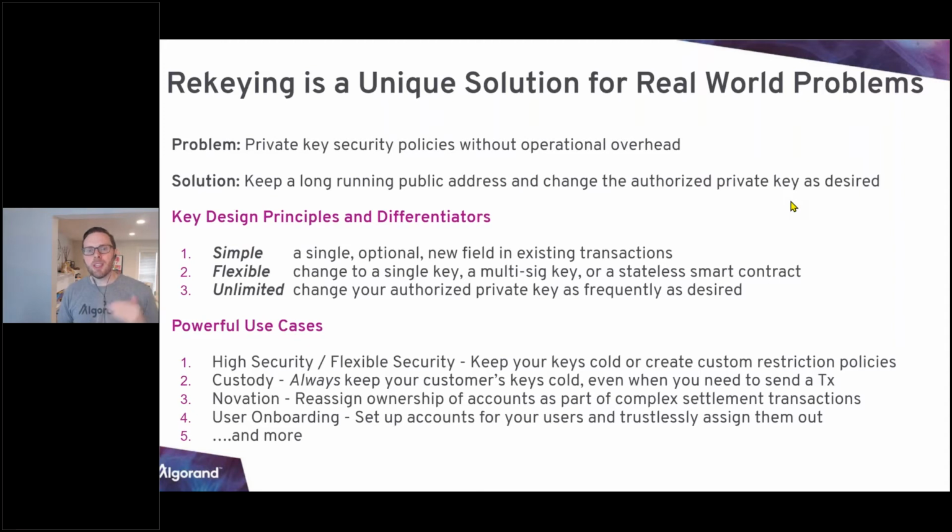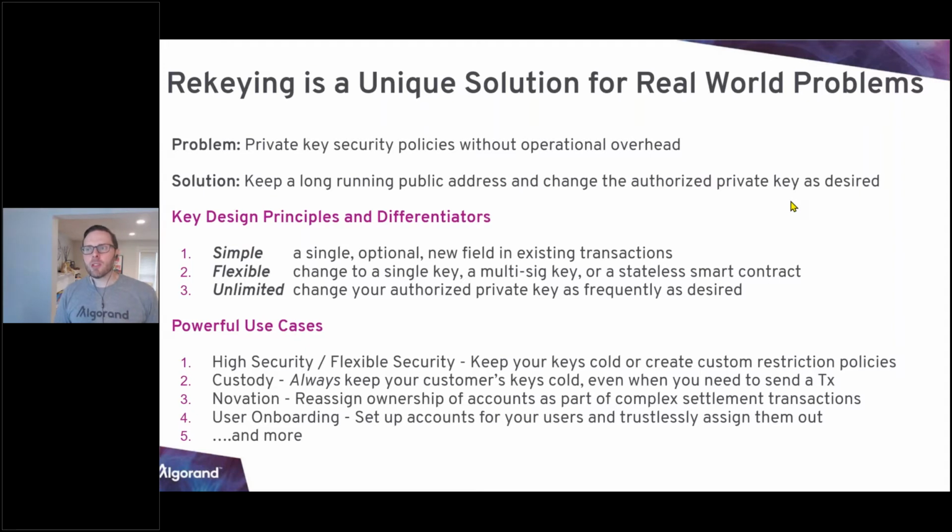So what have we done here to solve this problem? We've allowed folks to keep a single long-running public address. So you have your public address, and whenever you like, you can swap out the key. So let's say you don't think it's as secure as it was previously. You can change that underlying authorization spending key without having to change your public address. So it keeps it really simple from an external facing perspective while allowing you the flexibility you need.